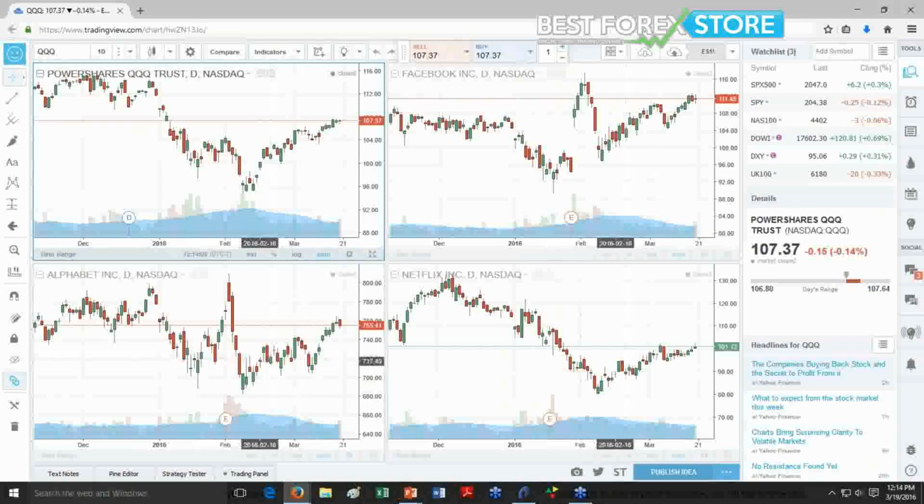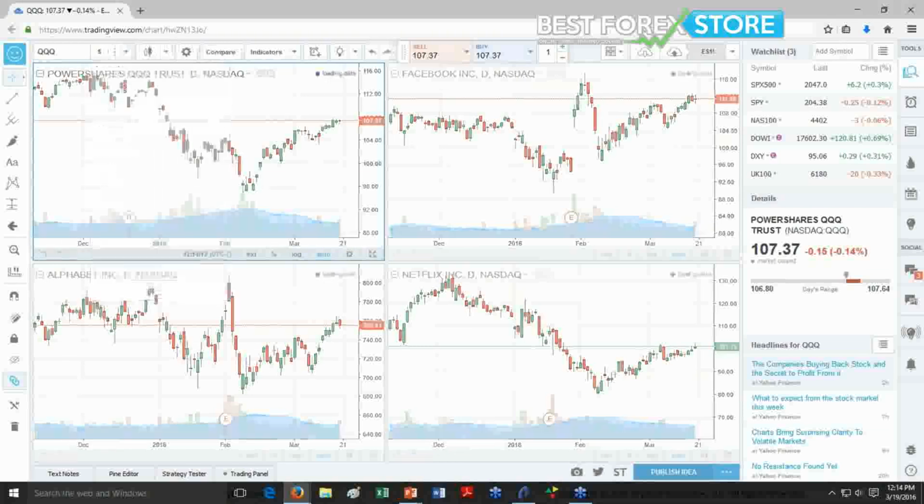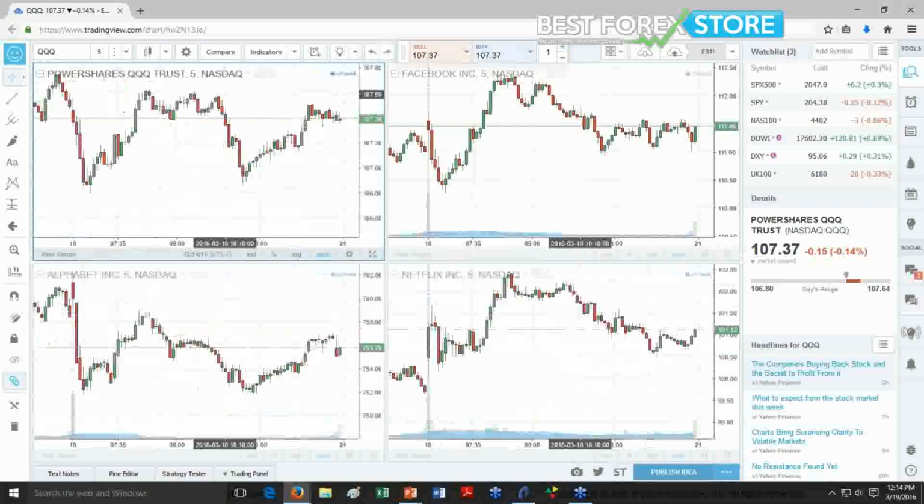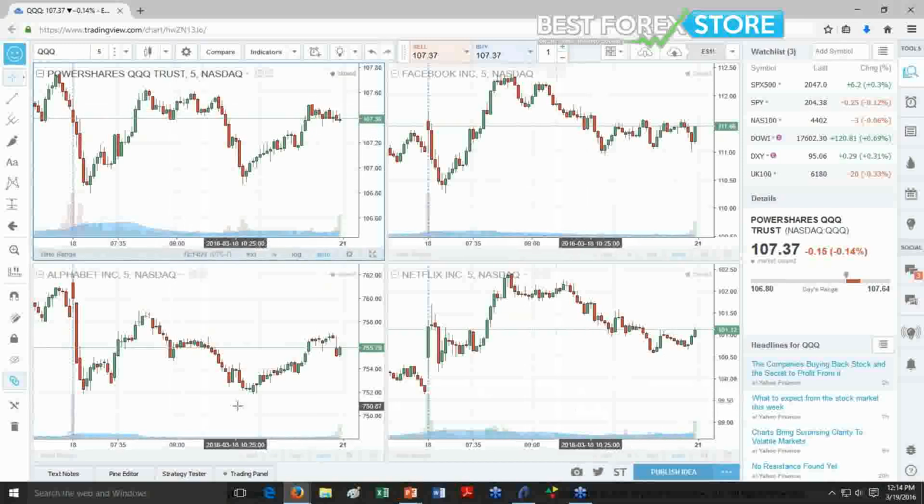I could look at any of the bars here. I could go to any of the time frames that I want. Let's say 5 minutes. And right away, I have all of the structures that I need. I understand the swings here, and I have all 4. So I can do a comparative analysis right away without even thinking about this, right?